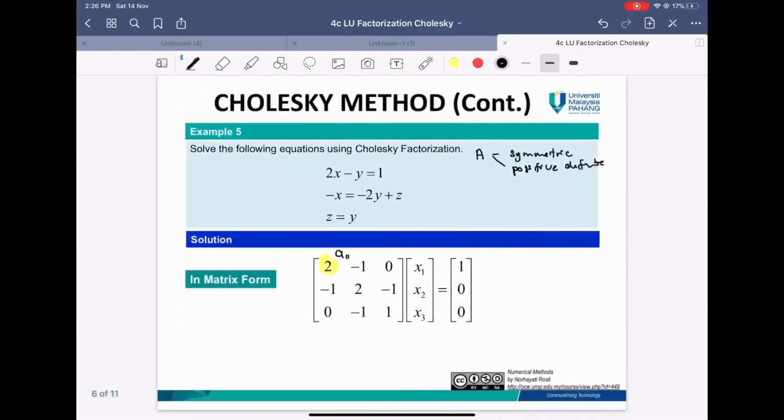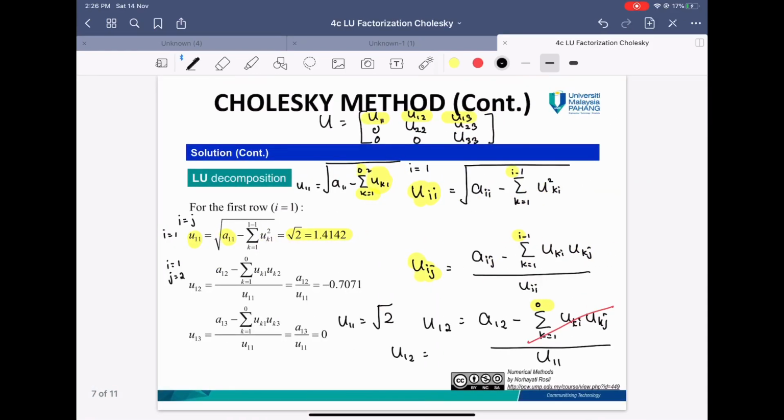What is A12? We have to refer to matrix A. This is our A12, which is -1. Substitute -1 into here, we will get -1 over U11, which is 1.4142. So for this, we will get -0.7071. Continue with U3.